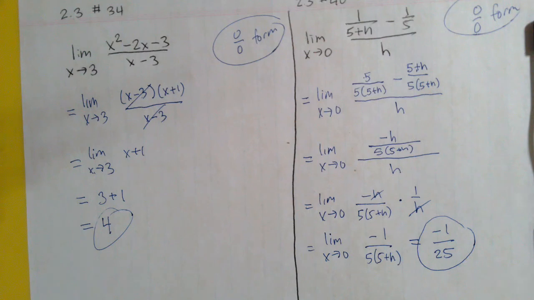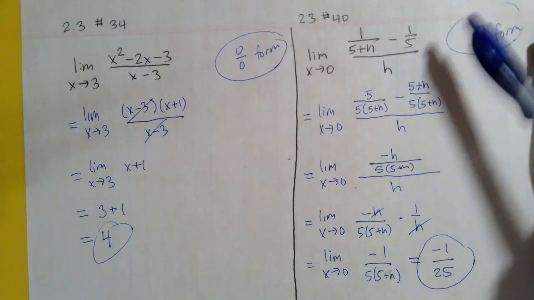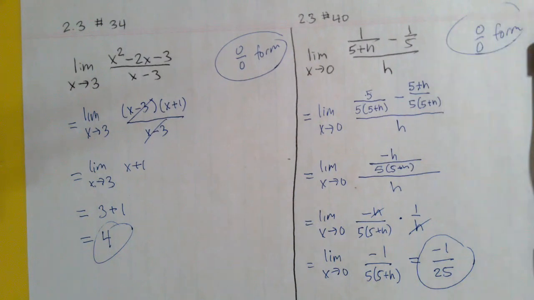And so again, as I said in the previous example, there's no way that back at the beginning of this problem, just knowing that we had a 0 over 0 form, we would have predicted that this would be our limit. But we were able to get to that limit using some algebra.